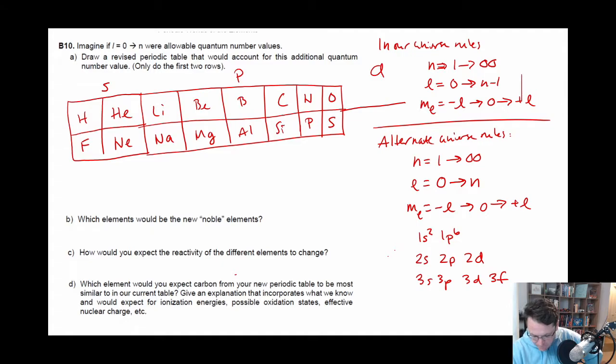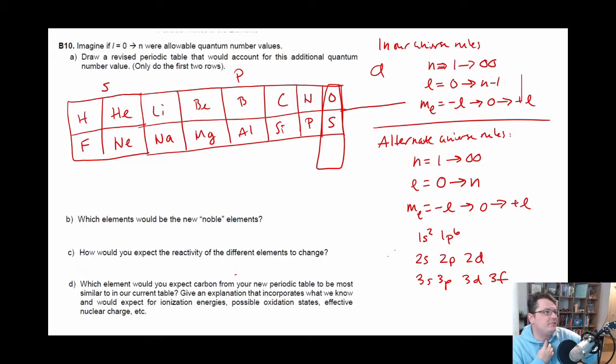But if you can get to this part right here, I would assume that you'd understand how the rest of it goes. And so that's essentially what the first two parts would look like. The next question is which elements would be the new noble elements. In that case, the oxygen row elements would become the new noble elements, so to say.